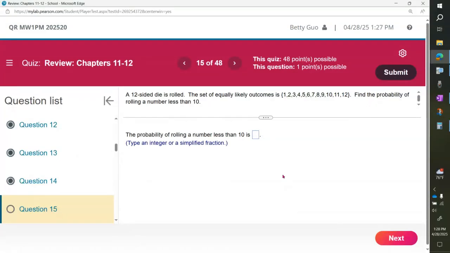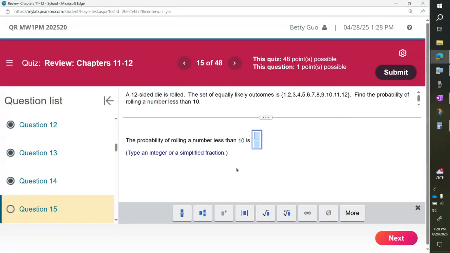Next, question number 15. Also about the 12-sided die. This is the sample space. This time we need to find the probability of rolling a number less than 10. On your scratch paper, you are going to have a fraction. Denominator is 12. That's the total number of outcomes in the sample space. Numerator is going to be the number of outcomes that favor the result occurring.